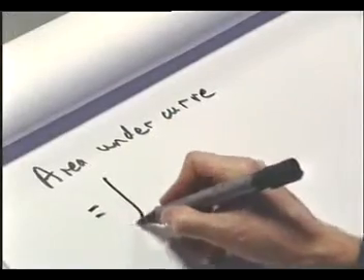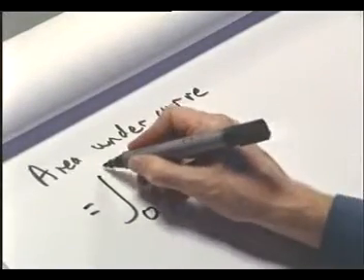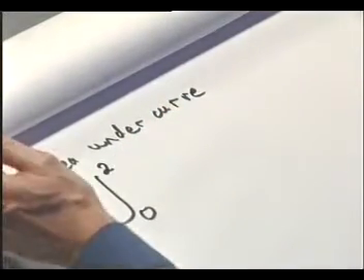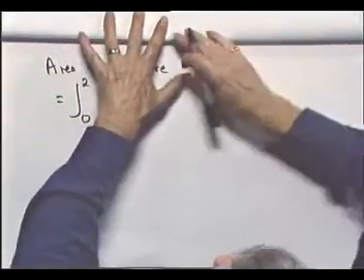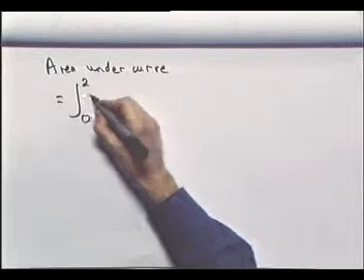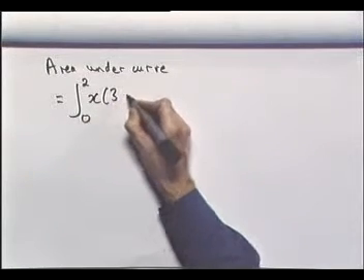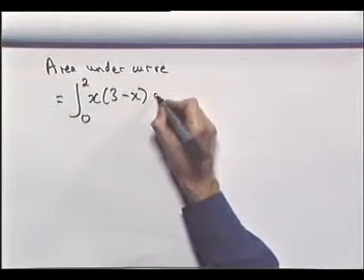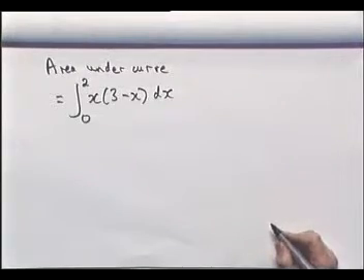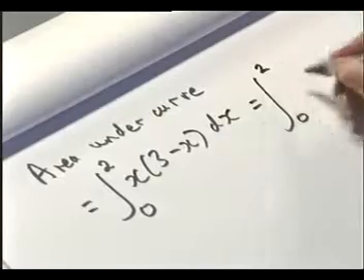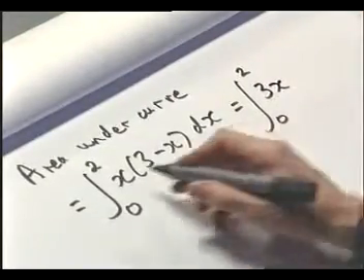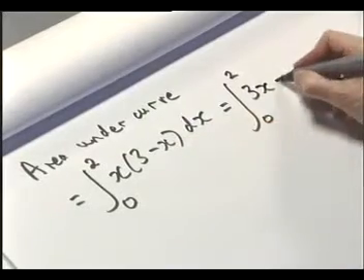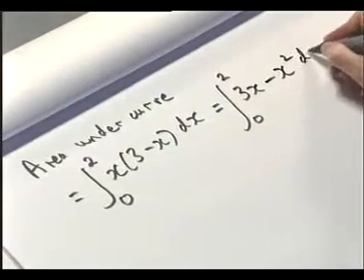Equals. Now this will be the integral between 0 and 2 of our curve, x times 3 minus x, with respect to x. So let's first of all multiply out the bracket. x times 3 is 3x. x times minus x is minus x squared, dx.